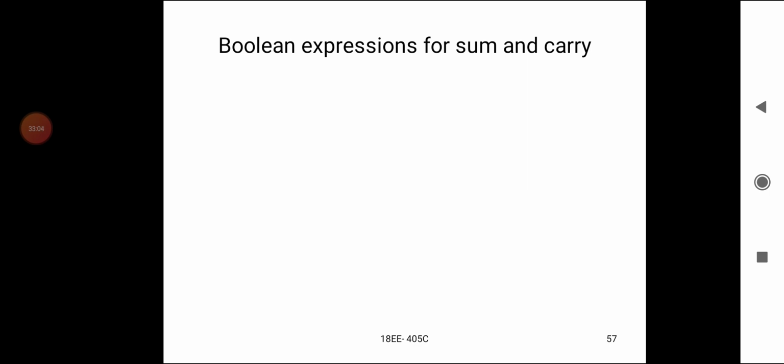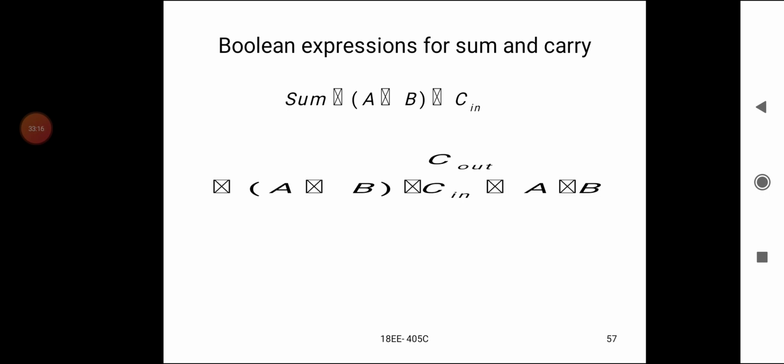Boolean expression for sum and carry. Sum S equals A exclusive OR B exclusive OR C-in. The C-out equals A exclusive OR B, of C-in, plus AB.